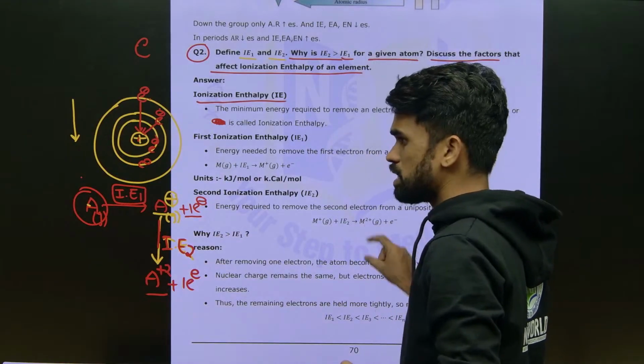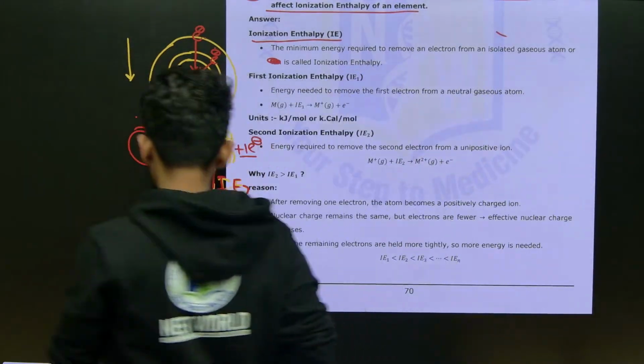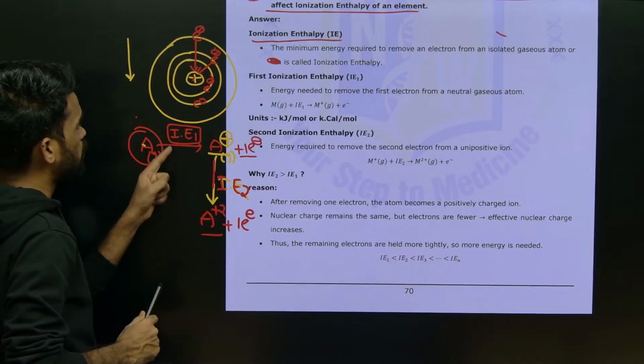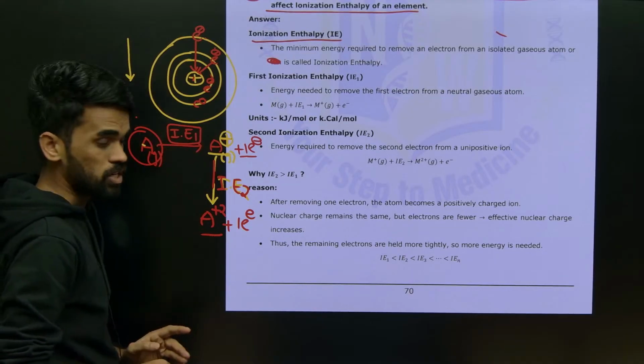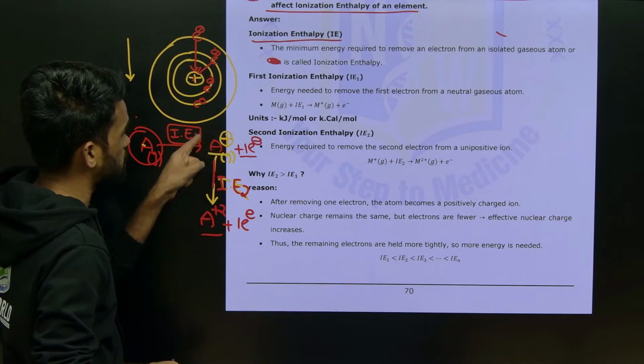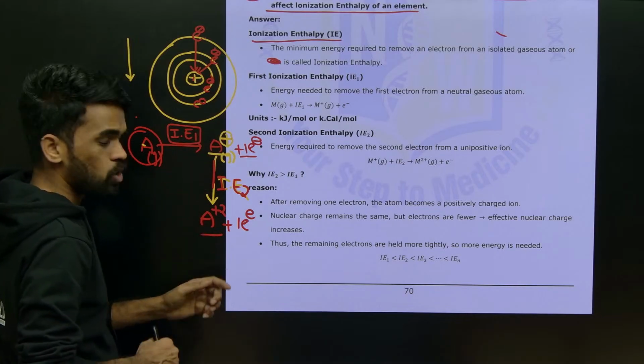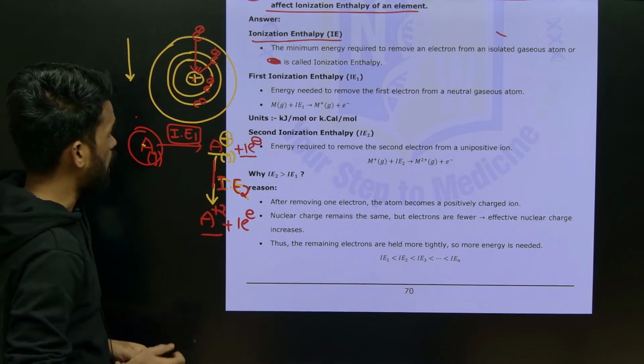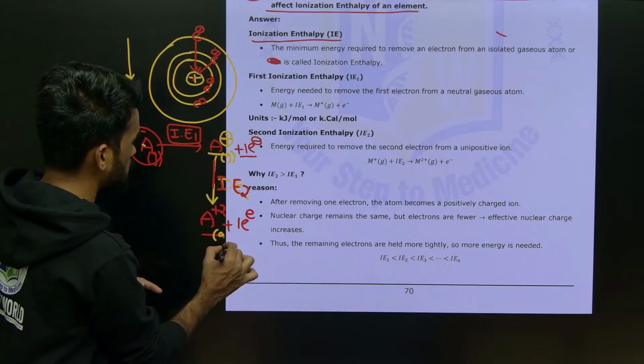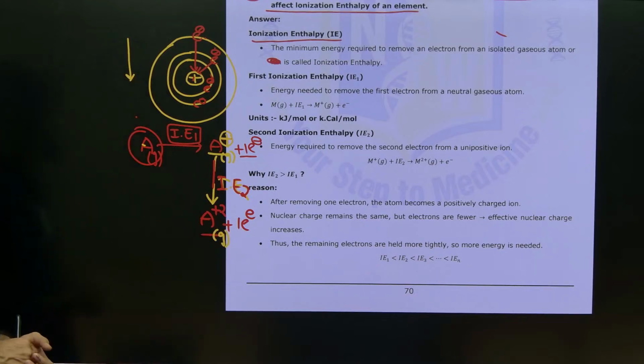Just see here, what I am saying is, if you remove one electron from an atom, that will be first ionization energy. If you are removing an electron from this unipositive cation, that should be called second ionization energy, that's it. And all these things should be in gaseous state only. Okay, this discussion should be remembered.